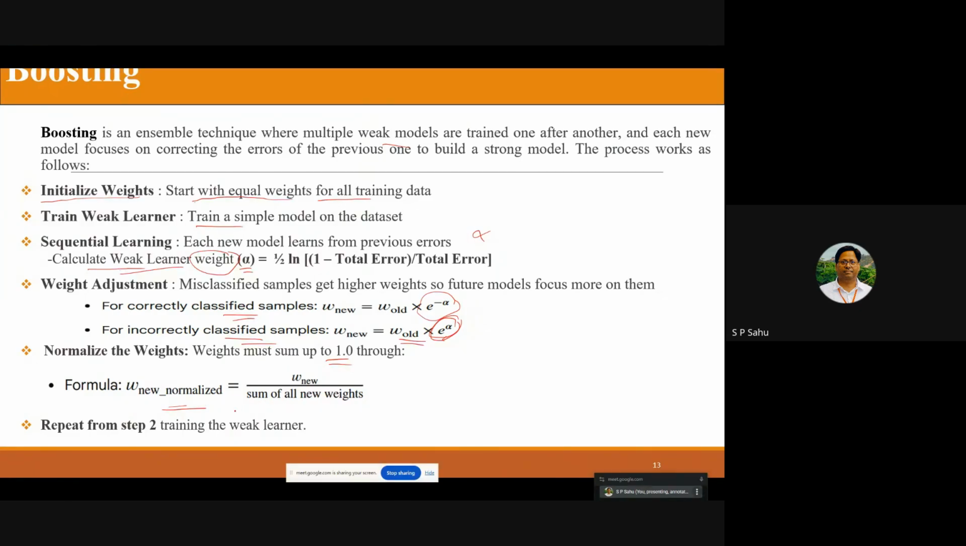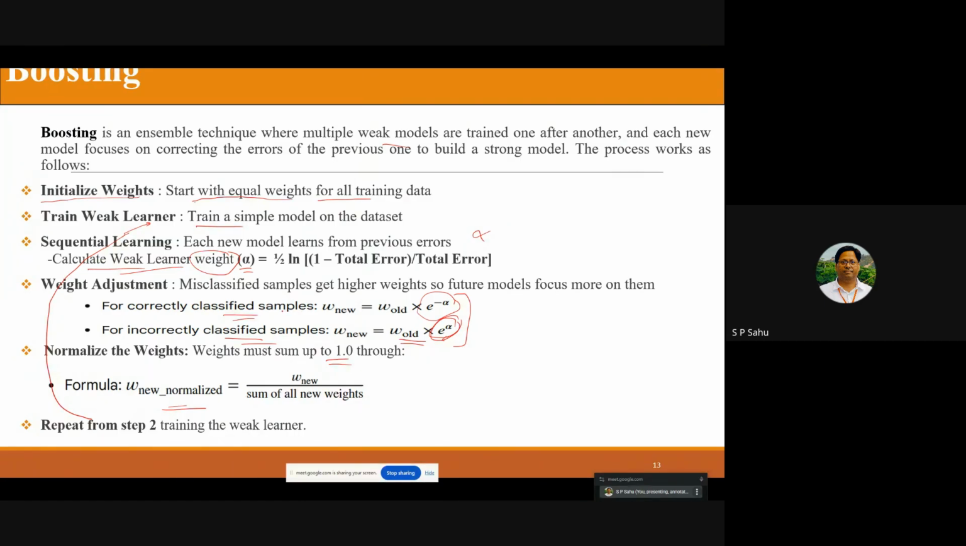So for all the updated weights, this step will again be initiated from step 2. Again we train this simple model, calculate alpha, and check the classification, whether it is giving a correct response or an incorrect response.